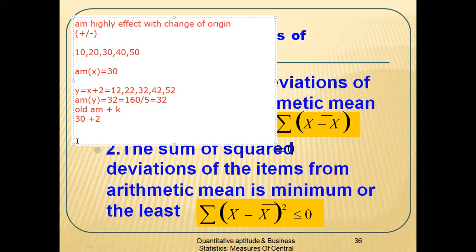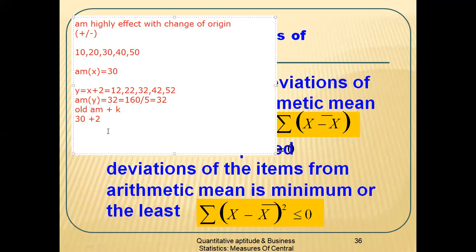Therefore, property number 3 is that arithmetic mean is highly affected with change of origin. Change of origin means addition or subtraction. If I add a constant number or subtract a constant number, your arithmetic mean will start varying. It will not remain the same. What will be the new arithmetic mean in this question? The new arithmetic mean will be the old arithmetic mean plus the constant number you have added.